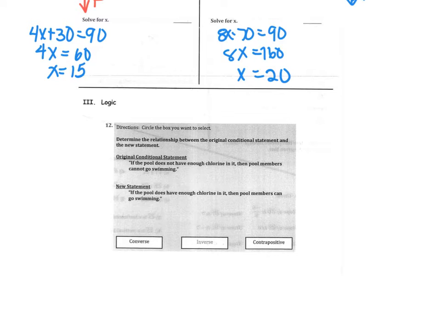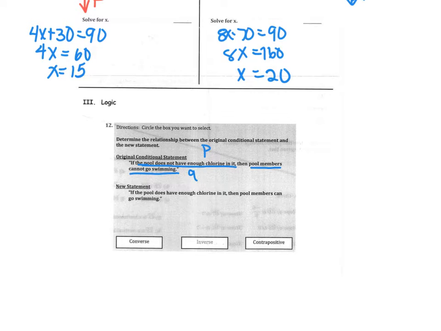Number 12, determine the relationship between the original and the new. Let me tell you how I do these. I look at the original. The pool does not have enough chlorine in it, and I call it P. Pool members cannot go swimming. I call it Q. Now I want to compare my new statement to my original statement.